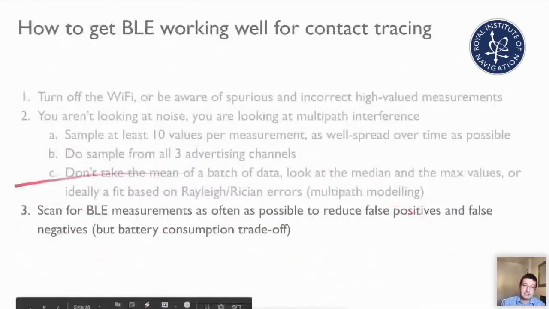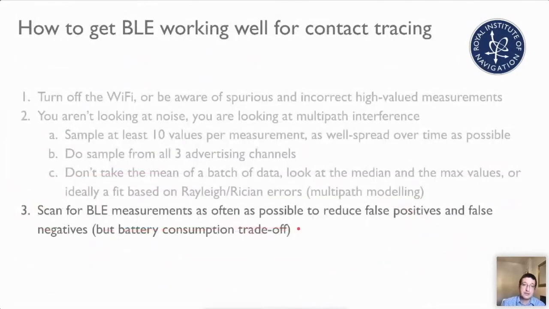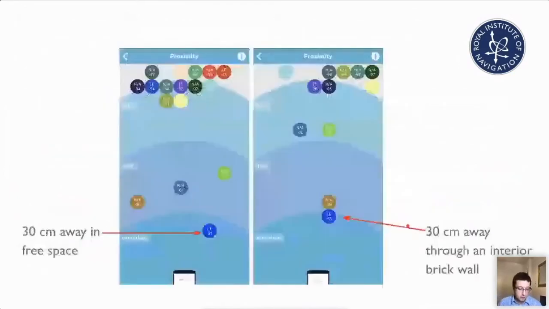So last mention for people wanting to do BLE contact tracing: scan often, because that helps to reduce these problems of false positives and false negatives. One of the other challenges of just using Bluetooth is that we've chosen 2.4 gig as our Wi-Fi and Bluetooth communication scheme for a good reason. It punches straight through building materials very well.